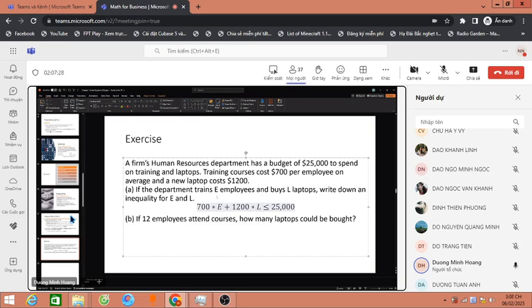So I repeat again, 700E is the total cost spent on training, and 1,200L is the total cost spent on buying laptops. You add these two up, and this has to be at max $25,000. This is our inequality, which we call the budget constraint in this case.